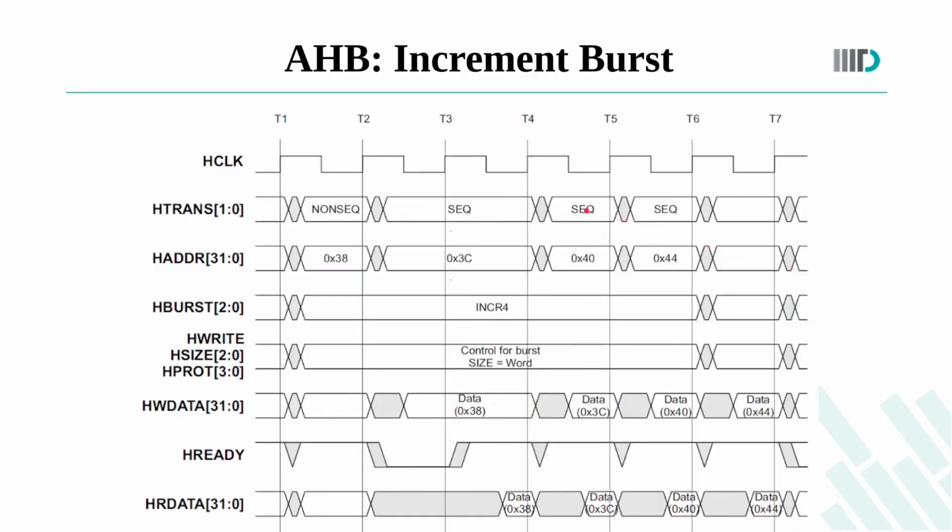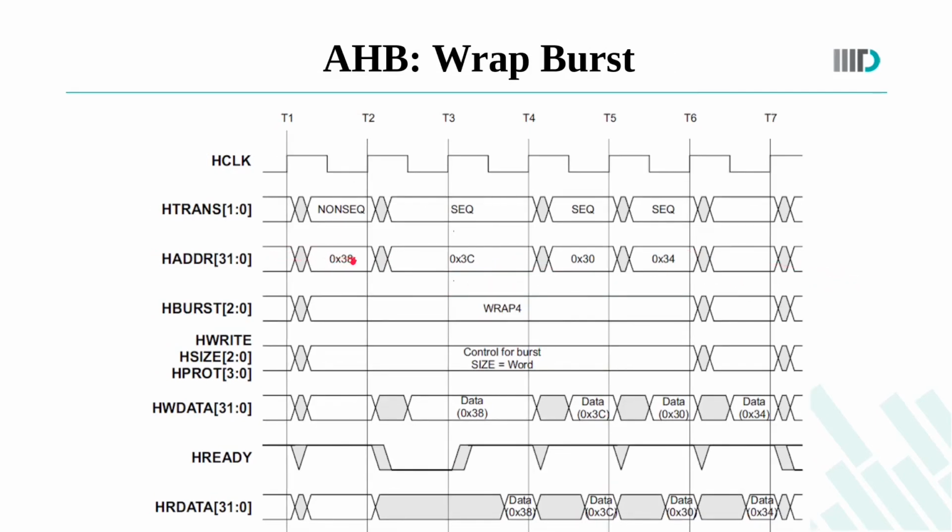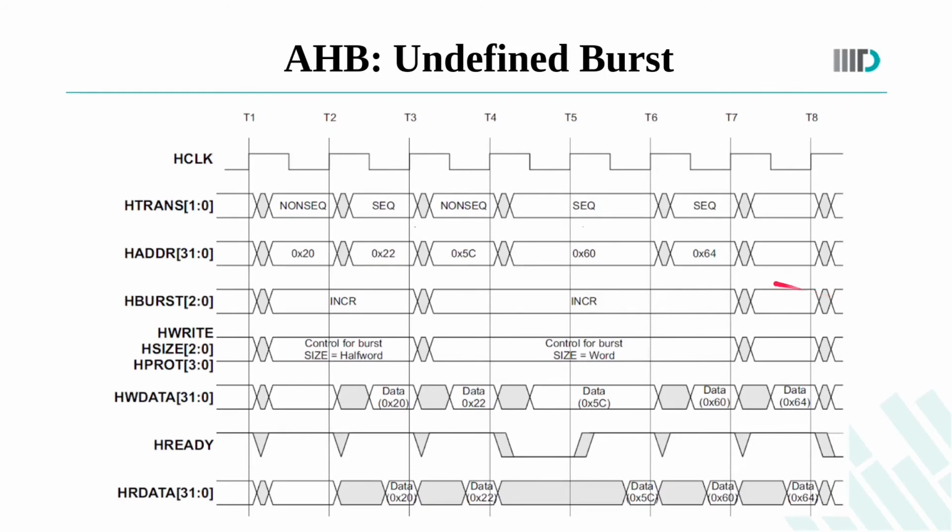So this is an incremental burst. NONSEQ is the usual AHB transfer, and then if the data cannot be received by the slave, it deasserts the ready signal. After 0x38, it sends 0x3c, and then 0x40, so there is no wrapping around in case of incremental burst. But in case of wrap burst, there is a wrap around. After 0x3c, it sends 0x30 and then 0x34, so around address boundaries there is wrapping.